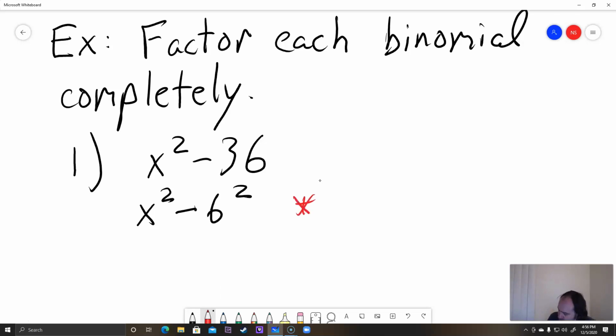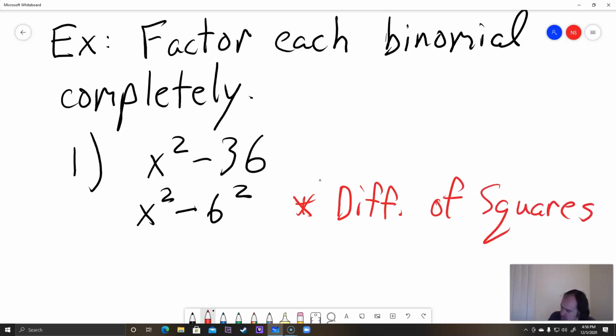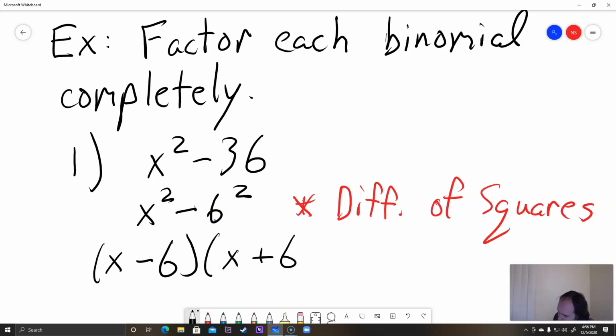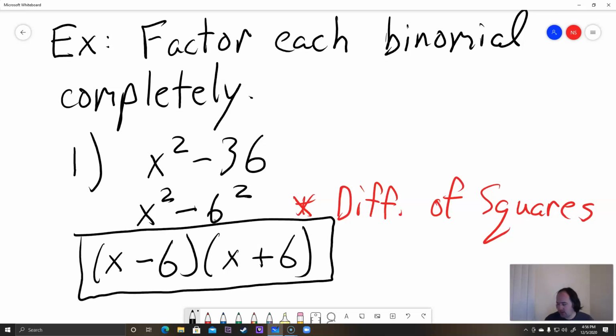Okay, and here this is the difference of squares. So remember, it factors as the first thing minus the second thing times the first thing plus the second thing. So that's going to be x minus 6 times x plus 6. And that's actually all there is to it. That's the whole problem. So that's a relatively easy problem. You basically just plug into the formula. But of course they do get more difficult. But that's a nice easy one.